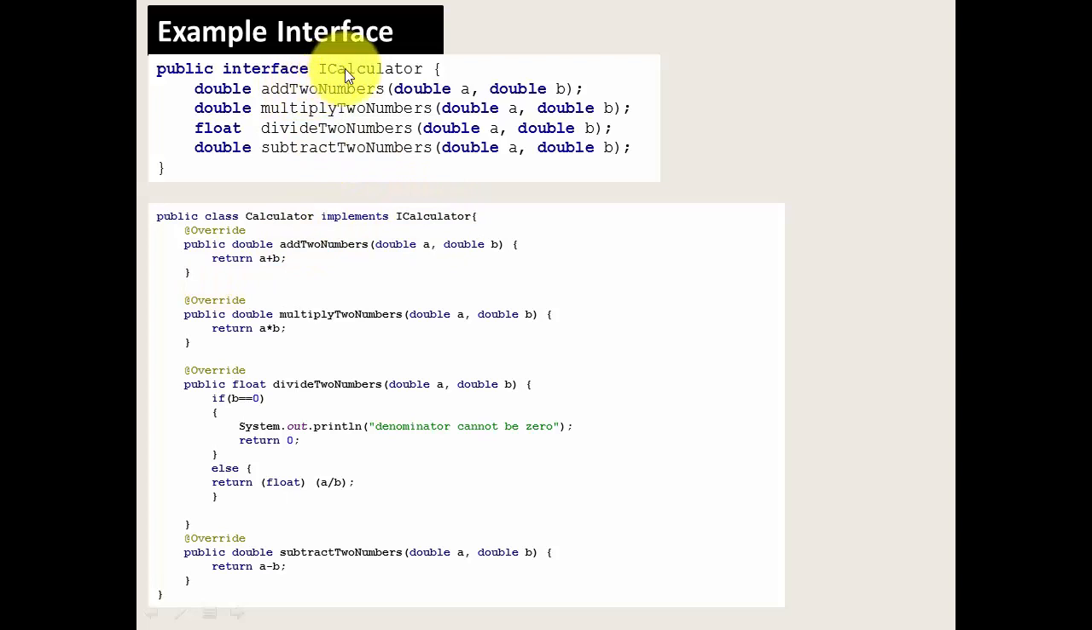So this interface has addTwoNumbers. Now this class Calculator should implement the method. So public double addTwoNumbers, double A, double B. Now return A plus B. So this method will return the addition of the two numbers. Using similar steps, I implemented multiplyTwoNumbers, divideTwoNumbers, and subtractTwoNumbers. So all the methods or actions defined in the interface should be implemented within the class that implements the interface.